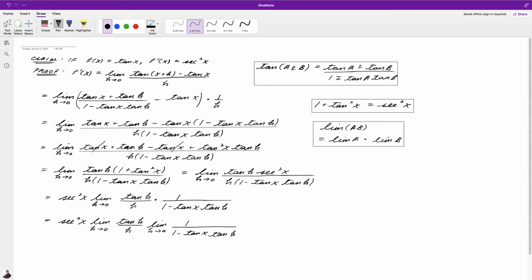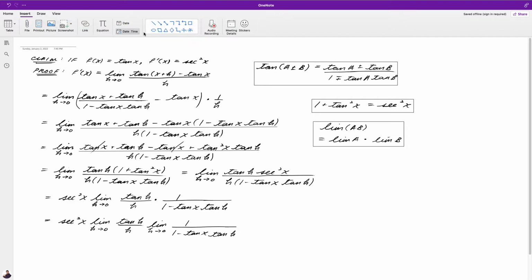Now, the limit as h goes to 0 of this second factor is just 1. Tangent of 0 is 0. We can use direct substitution here, okay? Even though the limit's not concerned with what happens at, but what happens near, if the function so happens to be defined at that point, then we can plug it in, and we can. So tangent of 0 is 0, and so it's 1 over 1 minus 0, which is 1 over 1, which is 1.